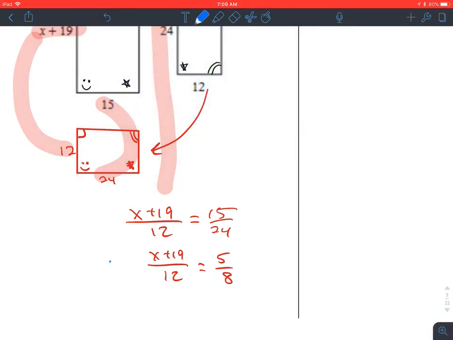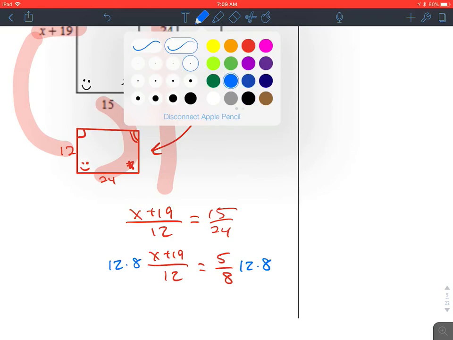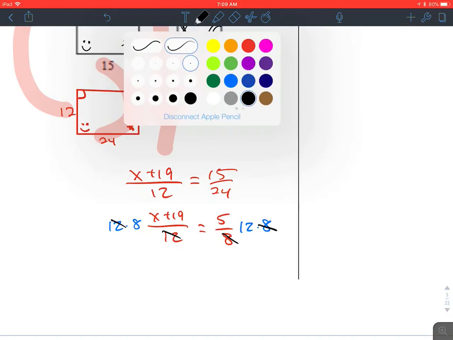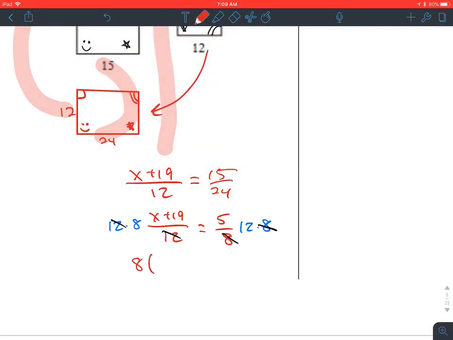I'm going to multiply both sides by a 12 and an 8. You could choose smaller numbers than 12 and 8 and they would work, but I don't want to add more to your mind here. On the left, the 12s cancel. On the right, the 8s cancel. So we get 8 times x plus 19 equals 5 times 12. Still got kind of big numbers, which is unfortunate.